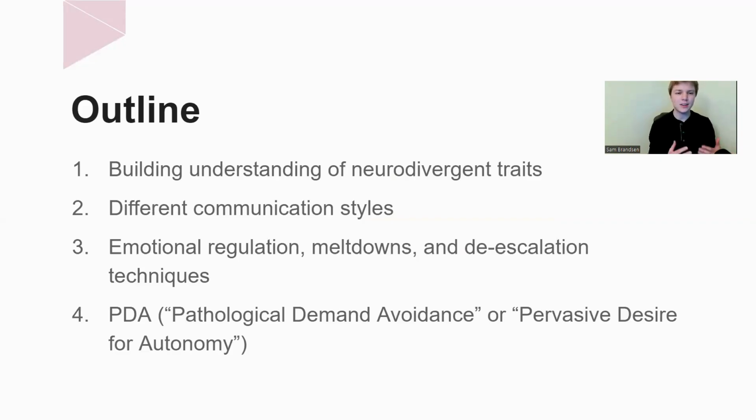Just as an outline, I'll start by discussing different neurodivergent traits and giving examples of how each neurodivergent trait might show up in a childcare setting. For example, how you might adapt the way that you care for a child with sensory processing differences to best meet their sensory needs and to create a comfortable environment for them.